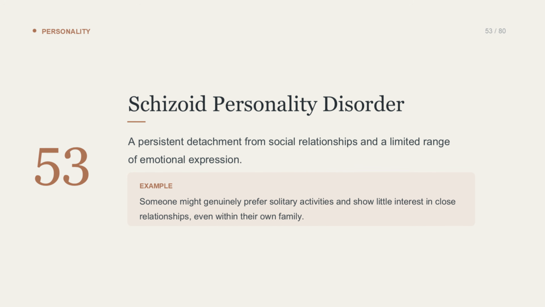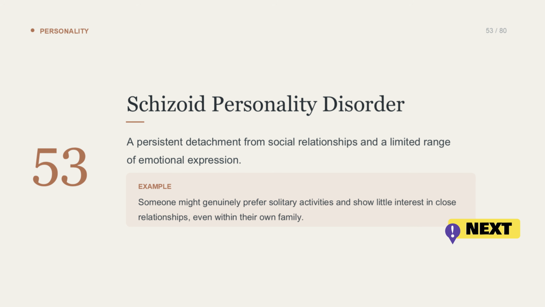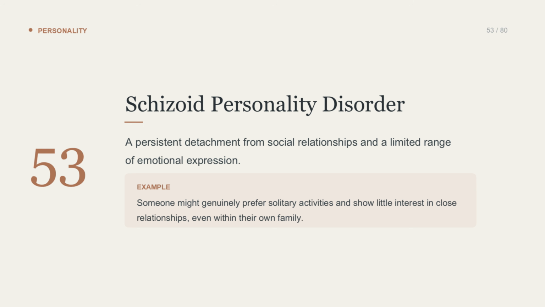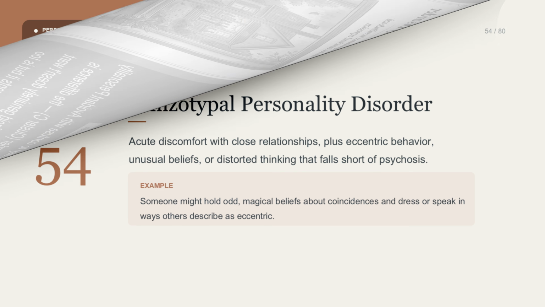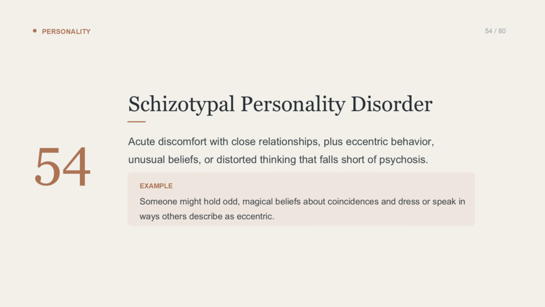53. Schizoid personality disorder. Schizoid personality disorder involves a persistent detachment from social relationships and a limited range of emotional expression. For example, someone with this disorder might genuinely prefer solitary activities and show little interest in close relationships, including within their own family. 54. Schizotypal personality disorder.